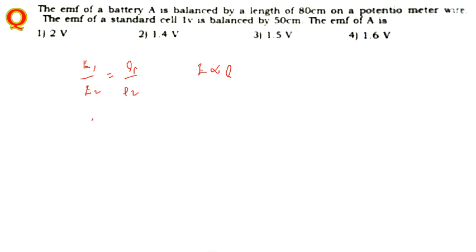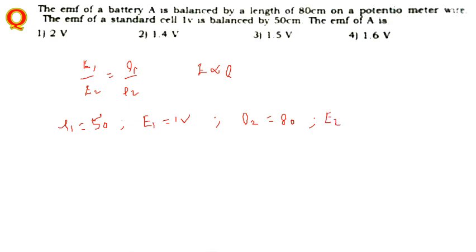For the first one, here it is 50 centimeter, that is the length. So I mention L1 as the length, and the potential they have given is E1 equal to 1 volt. Next, for the length L2, here it is 80 centimeter. Then what they are asking is, what is the value of E2.